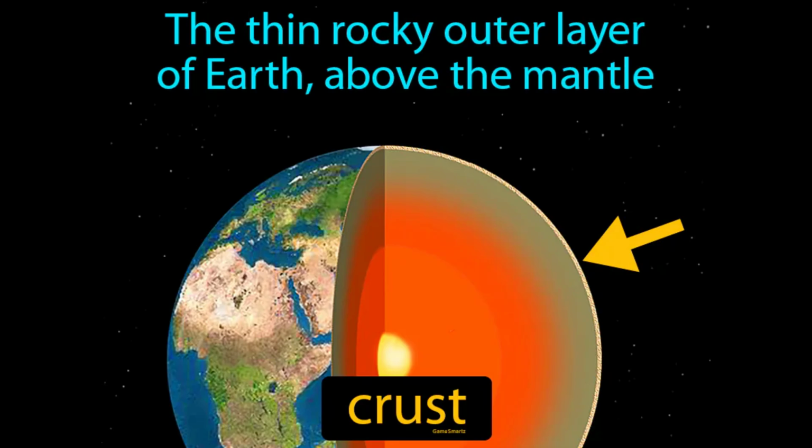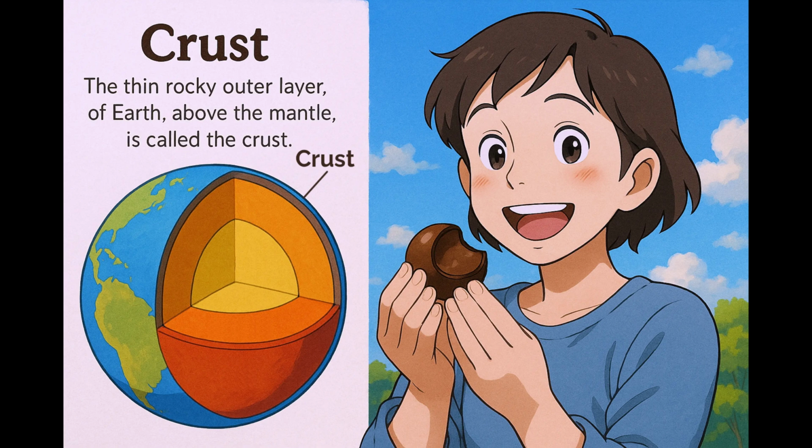The thin, rocky outer layer of Earth above the mantle is called the crust. The crust is the hard outer shell of the Earth where we live. Imagine you're holding a chocolate truffle with its delicate shell and rich filling inside. The Earth's crust is much like that thin chocolate shell. It's the outermost layer that encases the entire planet.